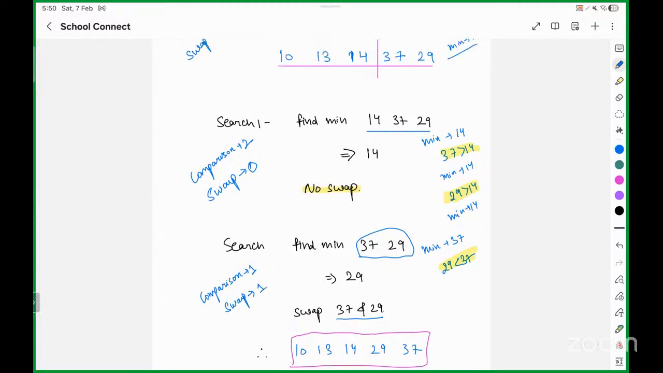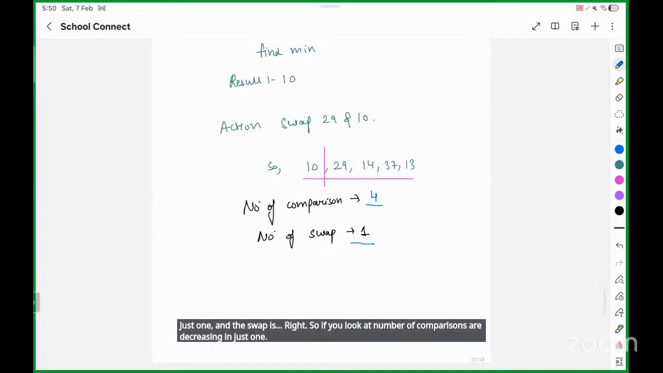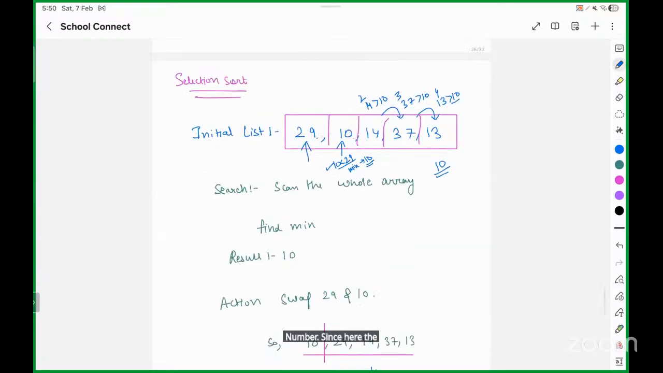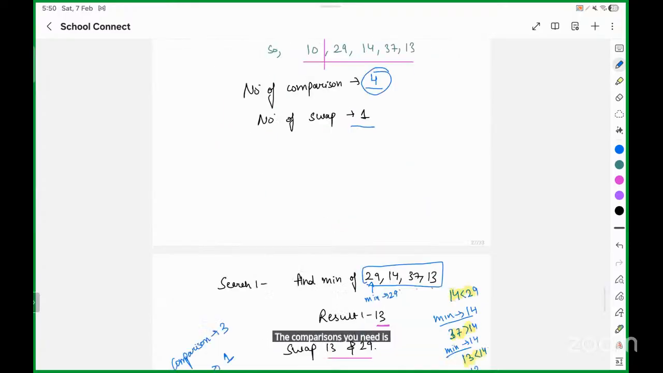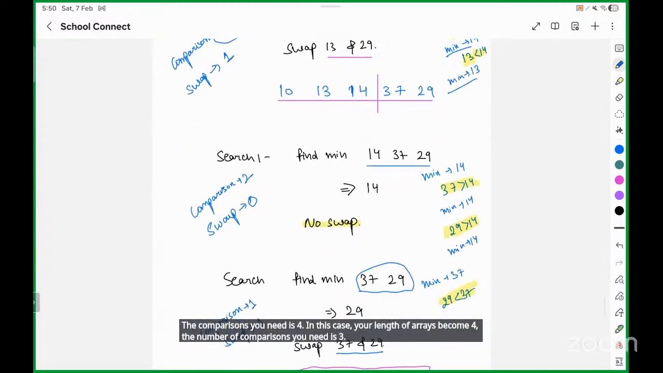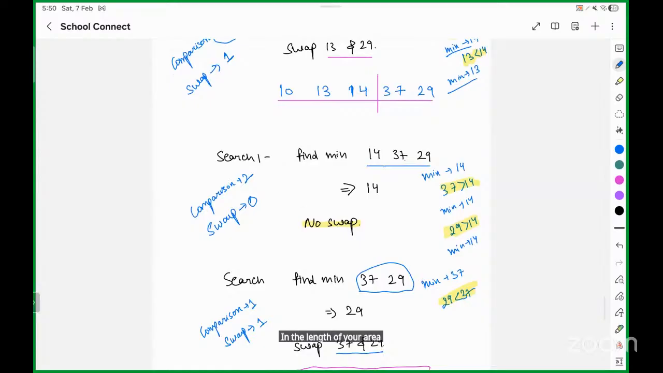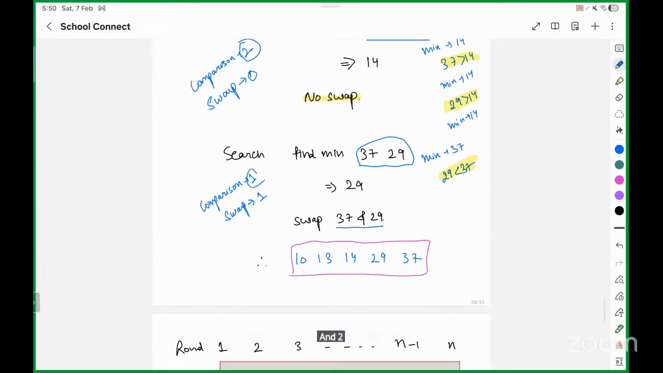So if you look, the number of comparisons decreases by just one each time. Since here the length of your array is 1, 2, 3, 4, 5, the comparisons you need are 4. In this case, the length of the array becomes 4, and the number of comparisons you need is 3. Then the length is 3, and the comparisons you need are 2. And then 2, and the comparisons you need are 1.